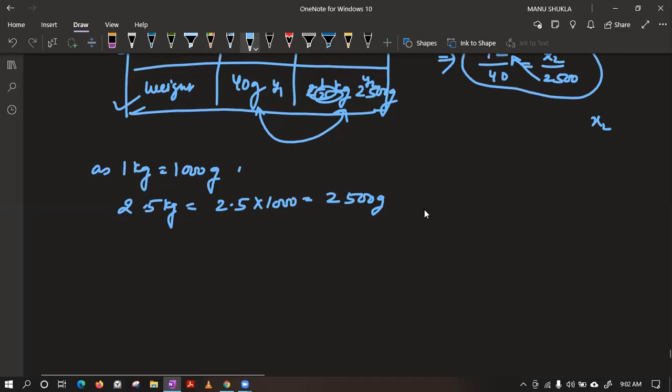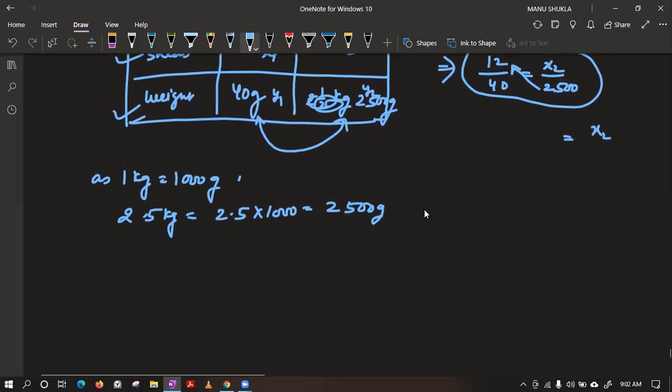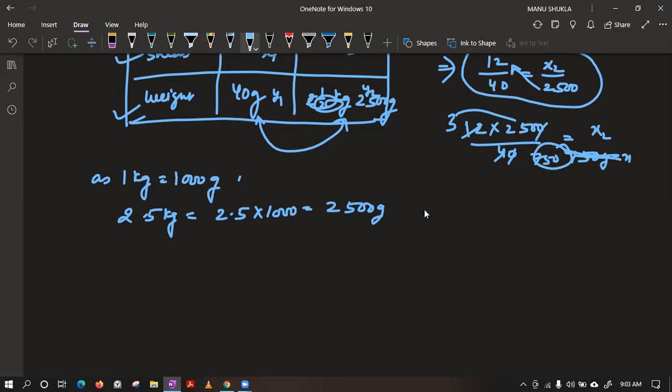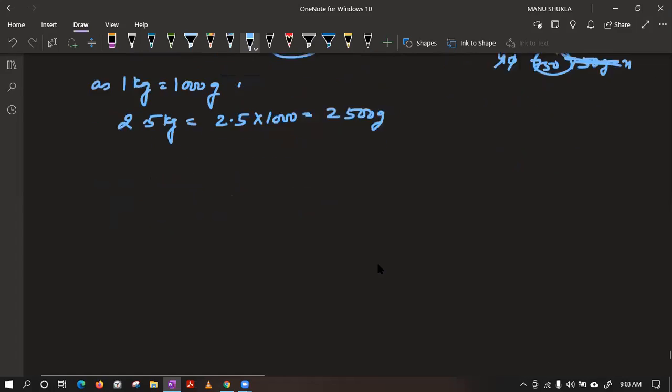x2 is equal to 12 into 2500 upon 40. So 0 cancels. 4 3s are 12. Just multiply these two. You will get 750. I think this is the answer. Yes. Sorry, this is the number of sheets. So 750 sheets will weigh 2.5 kg. Now, next example, example number 4.